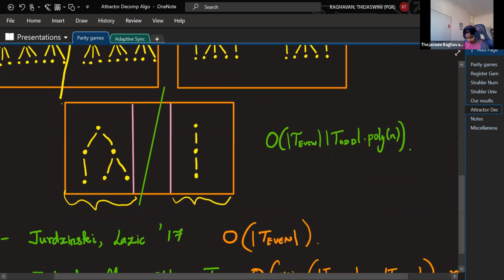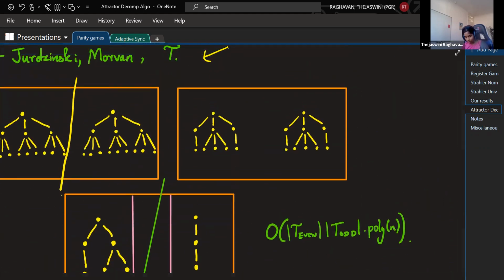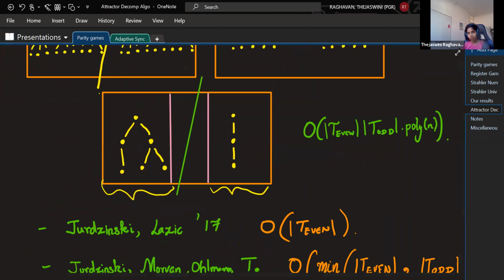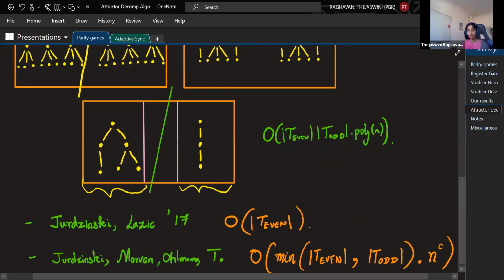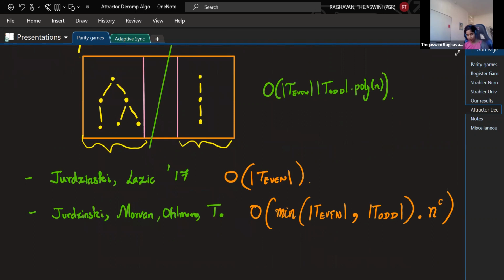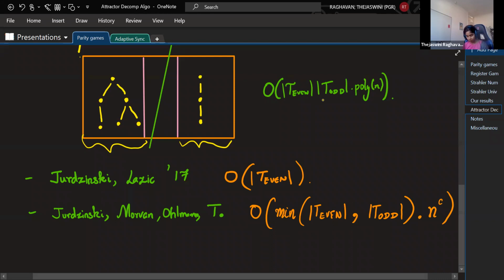So this is all attractor based algorithms. But the downside of attractor based algorithms is that they actually run much slower than what we call progress measure algorithms. If you remember, long ago, there were two types of these. When I say run slower, I mean, theoretically, there is a quadratic factor hidden inside: the attractor-based algorithms are pretty much the square of progress measure algorithms. For instance, Jurdziński and Lazić's algorithm ran in time linear in the size of the tree rather than quadratic in the size of the tree.